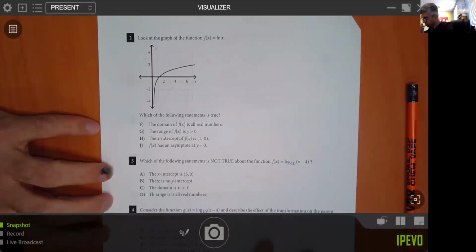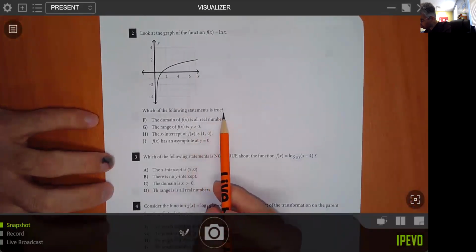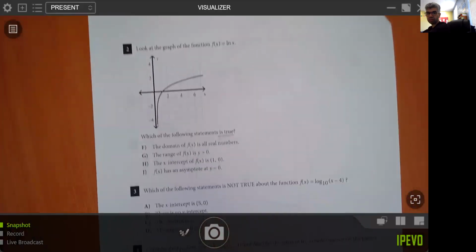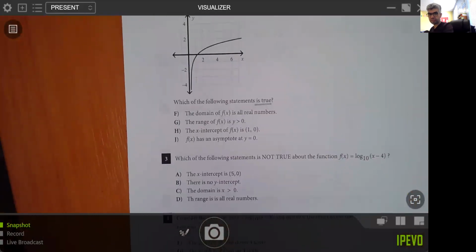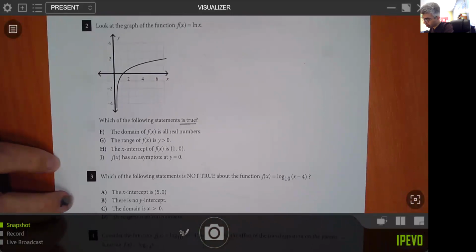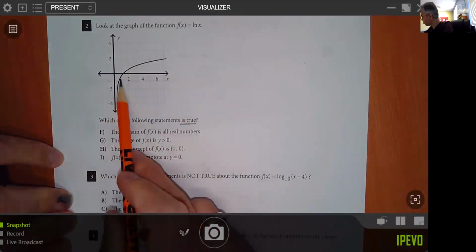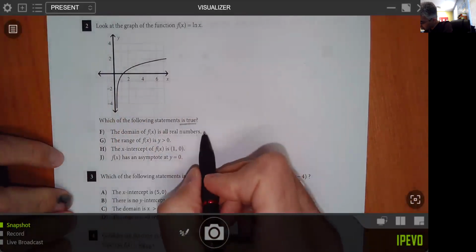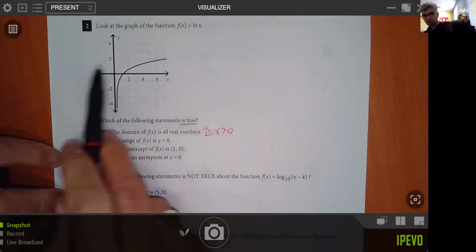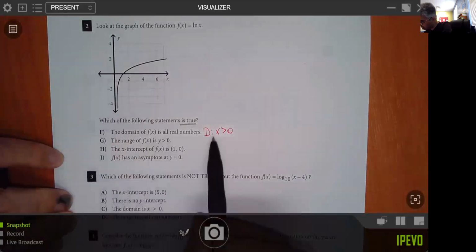Number 2. Look at the graph. Which of the following statements is true? The true one is asked. Okay, so the domain of f of x is all real numbers. Unfortunately, it's not true. The domain is x greater than 0. You see, we have no graph on the left side of the y-axis. So the domain is x greater than 0.